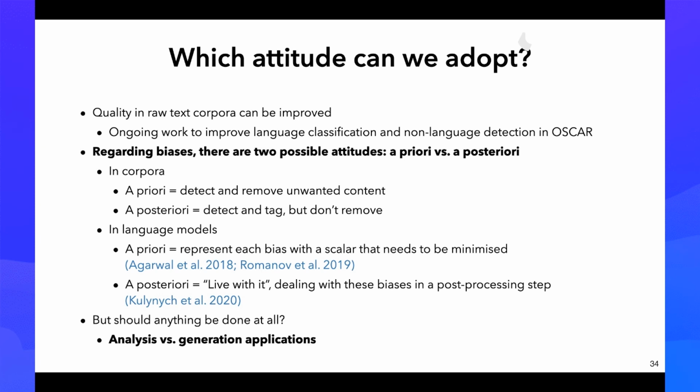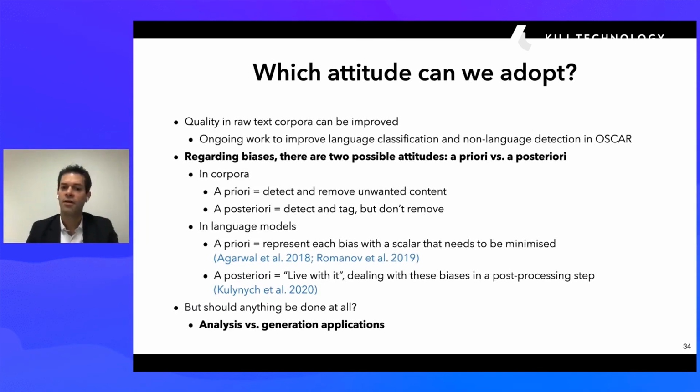In language models, the a priori attitude consists in representing each bias, for instance, with a scalar that needs to be minimized, and trying to remove the bias from the language models in that way. And the a posteriori attitude would be to try and live with it, dealing with these biases in a post-processing step. And indeed, the question is, what can we do? What should we remove if we want to remove stuff? And in fact, should anything be done at all?